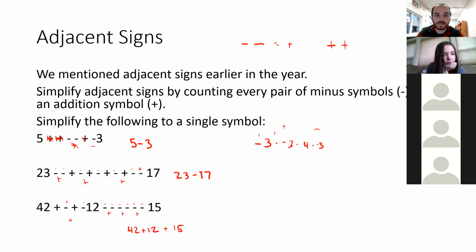Okay, so that's adjacent signs. Like I said, the place where this is actually useful is in multiplication. But again, all you have to do is look for the negatives. Every pair of negatives combines into a positive, and then look for how many you have left over.